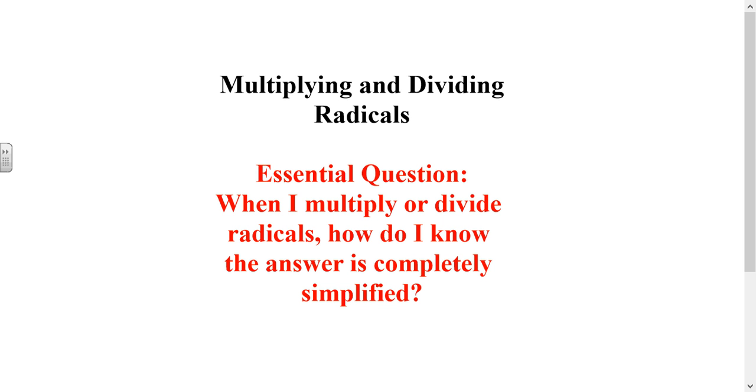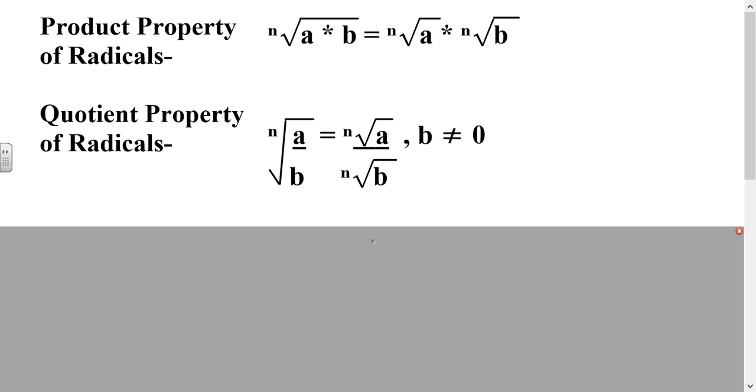Today we're going to be multiplying and dividing radicals, and you may have done this before, so it might be kind of review for you. But your essential question is, when I multiply or divide radicals, how do I know the answer is completely simplified? So we have a few properties.